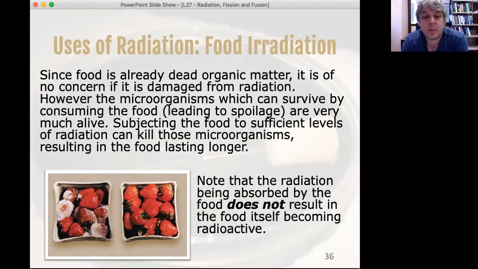The radiation being absorbed by the food doesn't result in the food itself becoming radioactive. Right? If you get shot by a bullet, you don't become a gun. If you get hit by an alpha particle or an electron, then you don't become a radioactive particle yourself. The strawberries do not become radioactive in any way. They absorb the energy. They may have an extra electron or helium nucleus in there, but so what, right? They're already full of protons, neutrons, and electrons. It doesn't actually affect them in any way. What it does do is destroy those microorganisms so that they will no longer reproduce and no longer consume the food and do their processes which make it go bad.